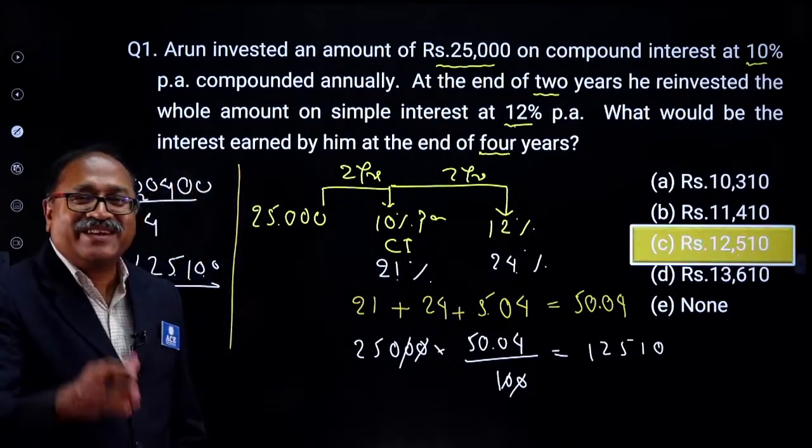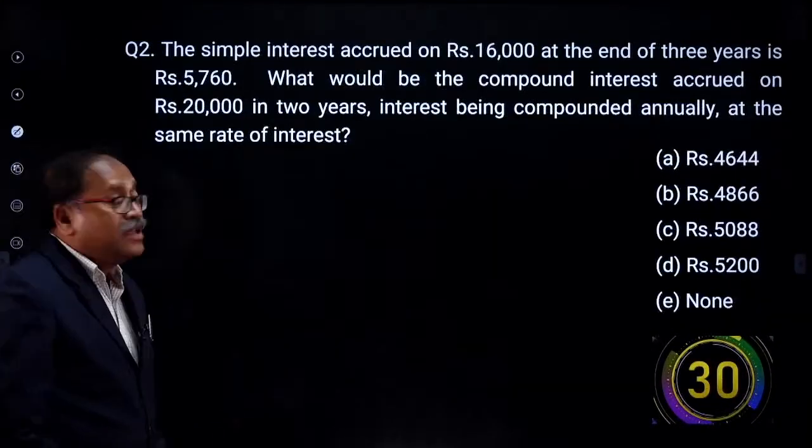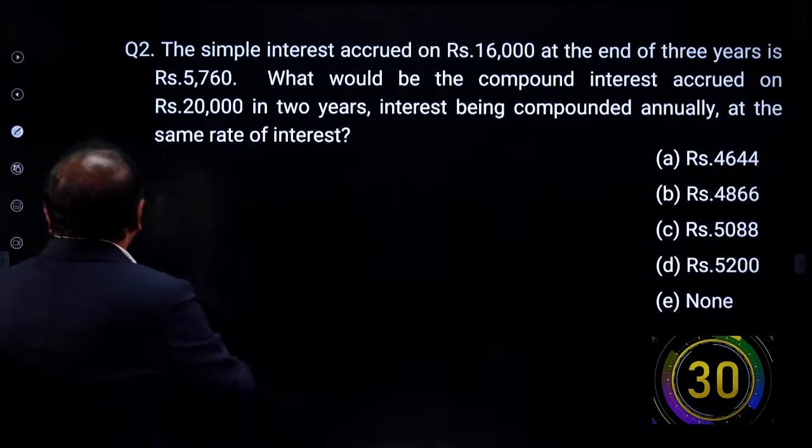Hope everyone understood it. Next question on the board is this. From which chapter is this? This also is from simple and compound interest.